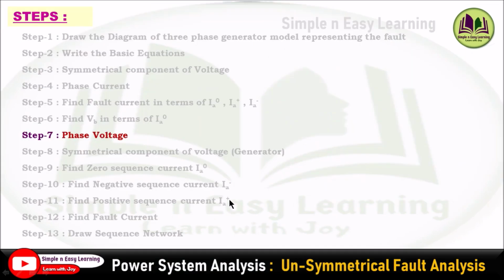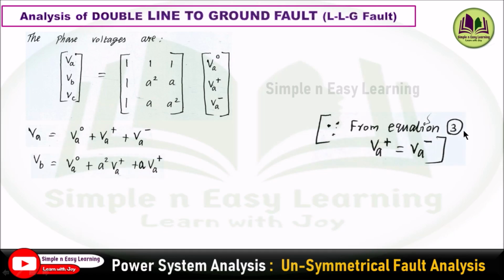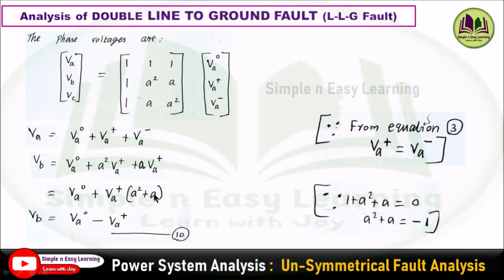Now step 7, consider the phase voltage equation. The phase voltage can be represented like this: VA, VB, VC equal to the T matrix into VA naught, VA plus, VA minus. Expand this matrix. From equation 3 we know that VA plus equal to VA minus, and you can substitute that. Instead of VA minus you can substitute VA plus. So VB equal to VA naught plus A square into VA plus A into VA plus, and taking VA plus as common, it becomes A square plus A, and A square plus A is minus 1. So VB equal to VA naught minus VA plus.